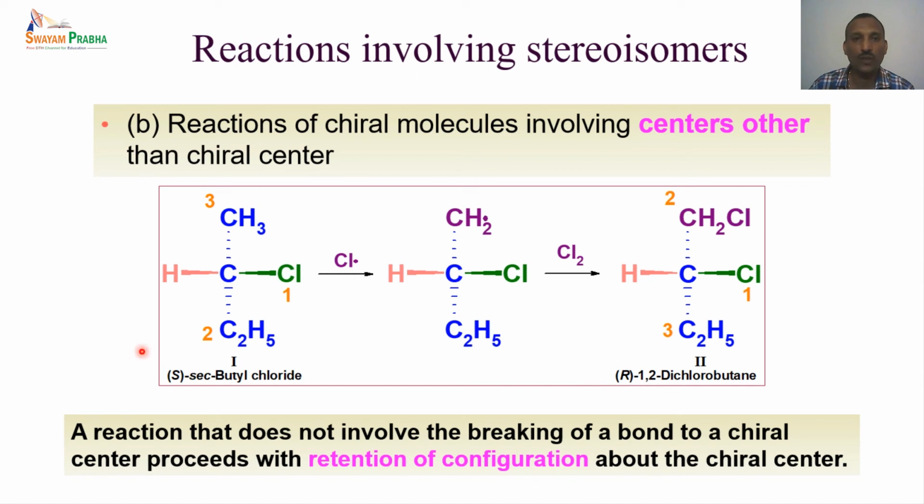Now the question will arise. The reaction did not change the configuration of this particular carbon, because no bond is broken at this carbon. The chlorine remains on the right hand side, and in the product also the chlorine remains on the right hand side. Hydrogen remains on the left hand side.